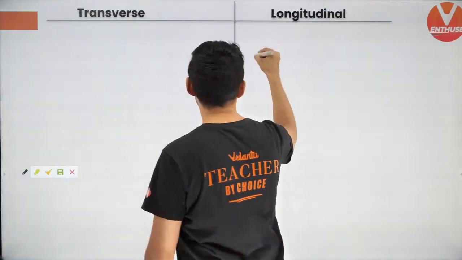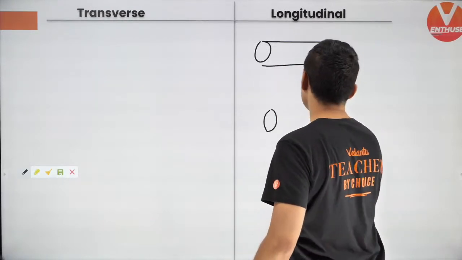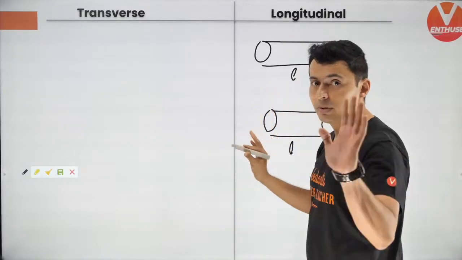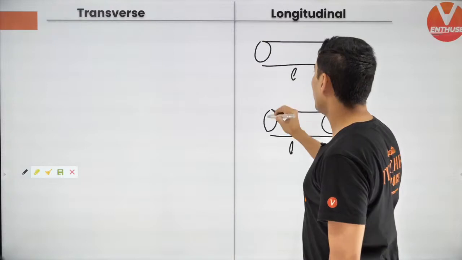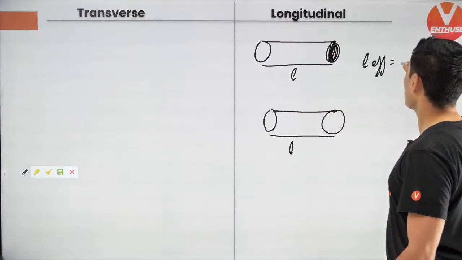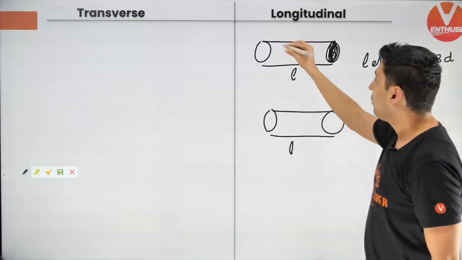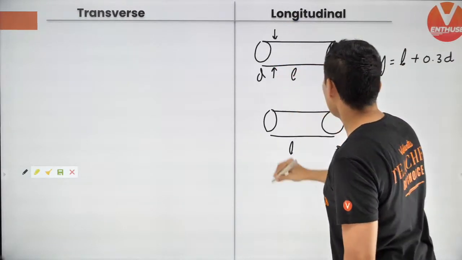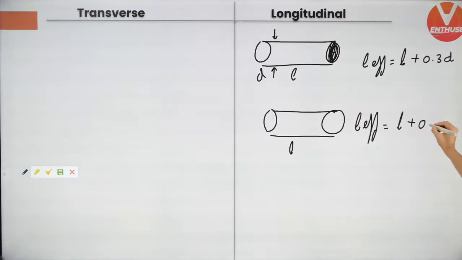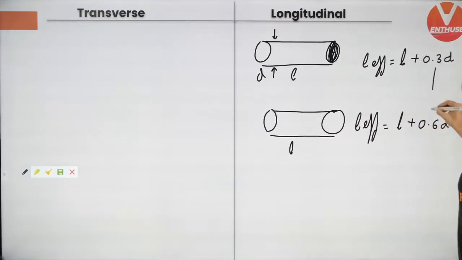Only for longitudinal waves, whenever you have a pipe which is either open at both ends or open at one end, the actual length differs from the effective length. If it is open at one end, do not forget that the length you will effectively use is the original geometrical length plus 0.3 times d. What is d? Diameter. And if it is open at both ends, keep this in mind, it is l plus 0.6 into d.